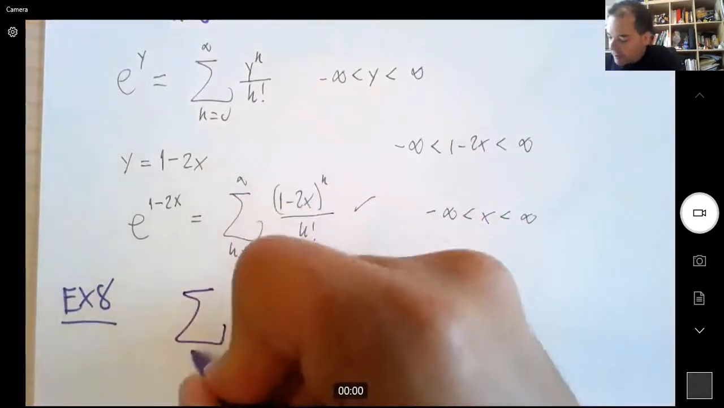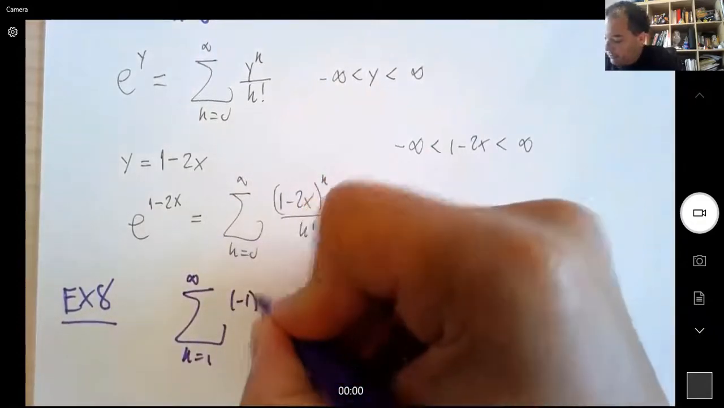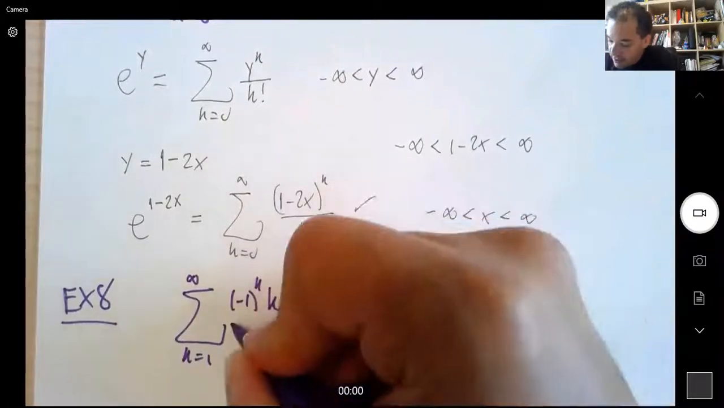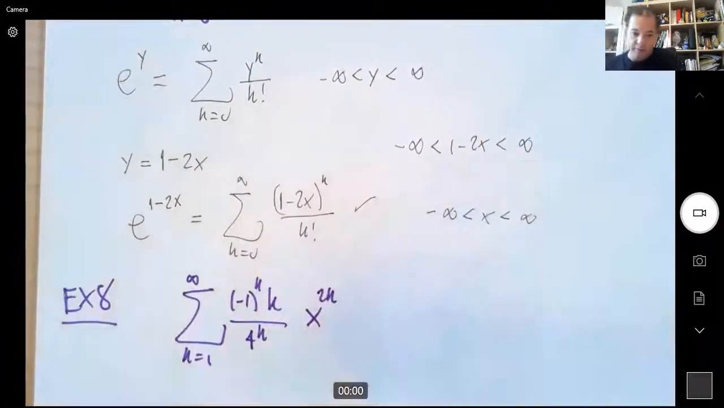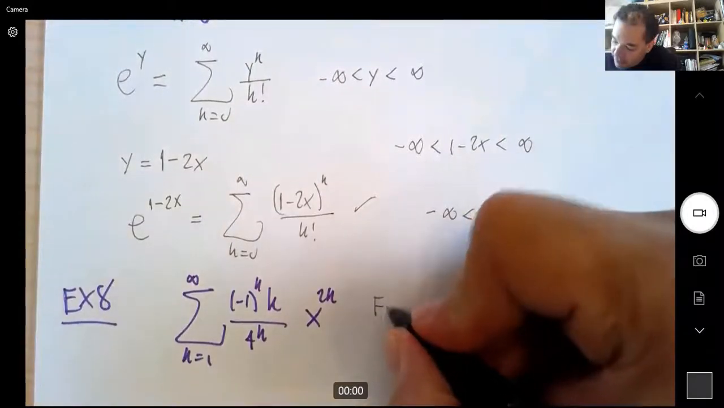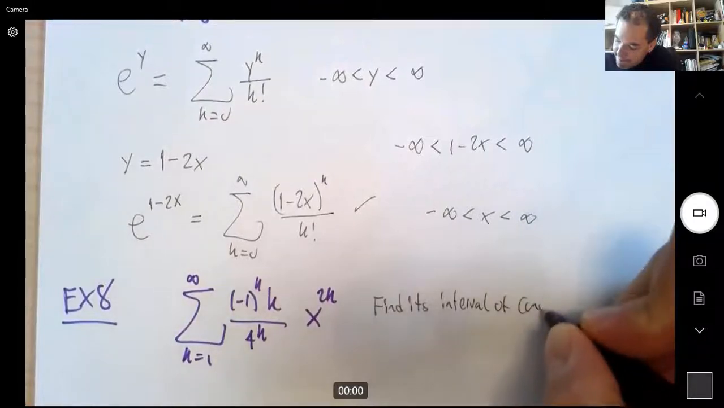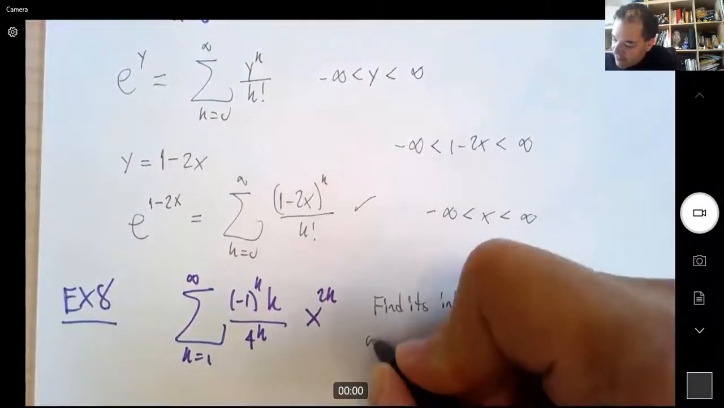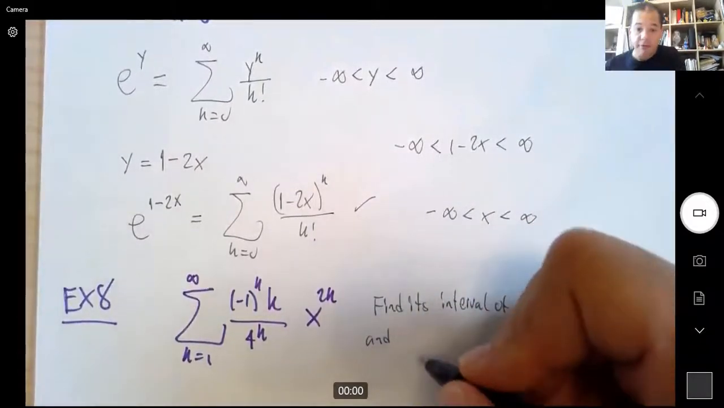So, a similar question. Now we're given (-1) to the k, 4 to the k, x to the 2k. But now it looks more complicated, right? And the question is the same. What is the function? What is its interval of convergence? So find its interval of convergence and determine the function it represents.